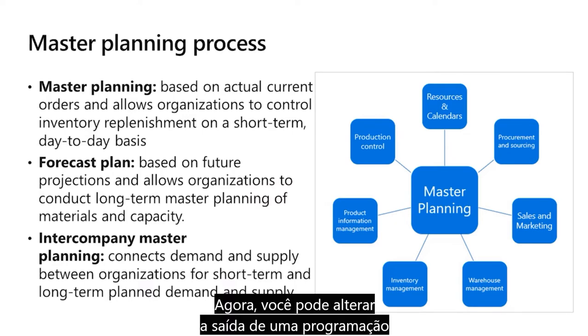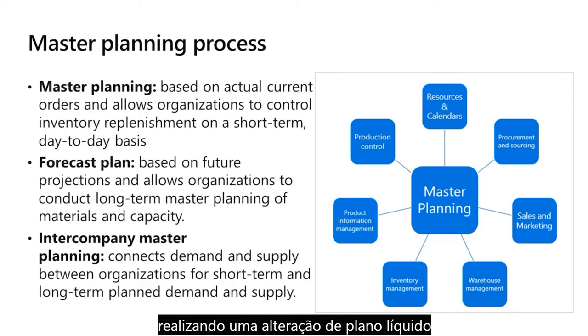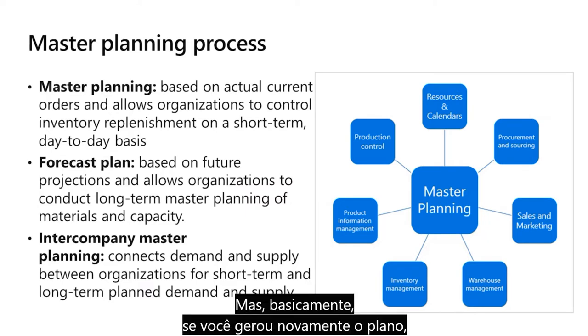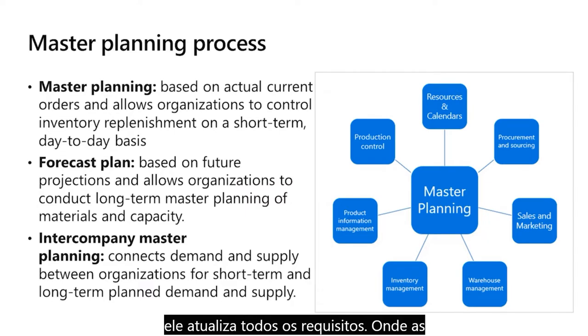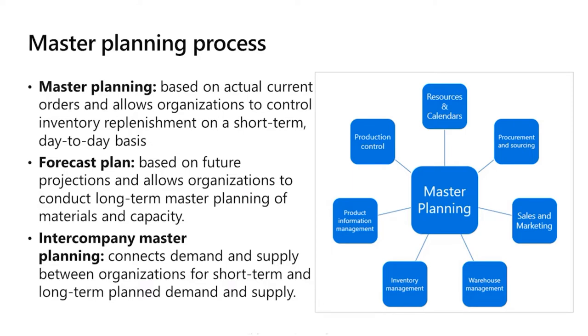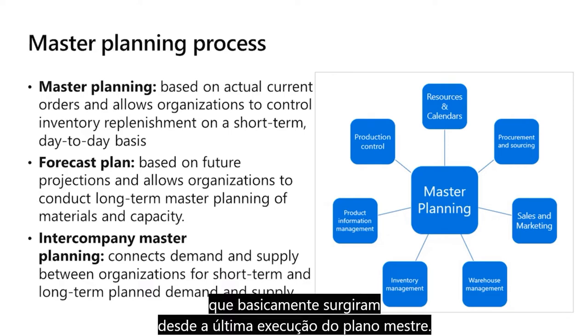Now, you can change the output of a schedule by running a net plan change, or you can regenerate it. Essentially, if you regenerate the plan, it updates all requirements, whereas net plan changes only update the plan for the items that have new requirements that have come in since the last master plan run.